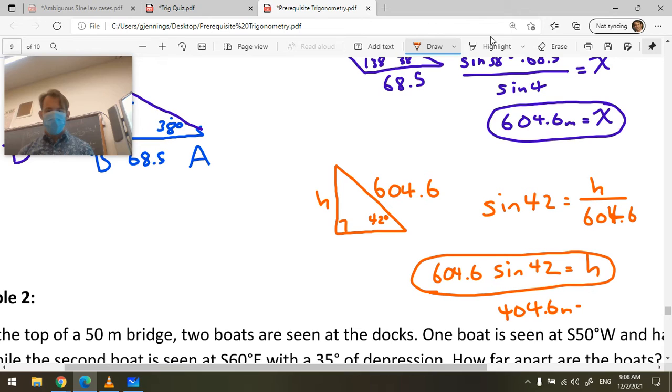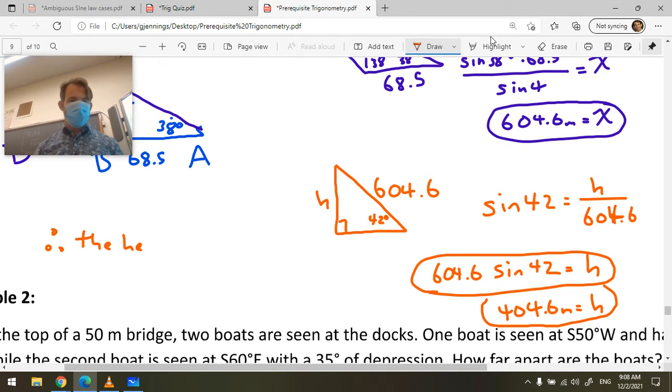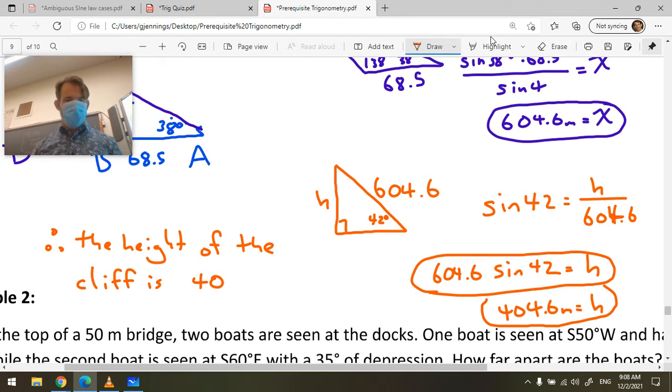404.6 meters equals the h. Am I done? I need a therefore statement. I need to interpret this for my audience. Therefore, the height of the cliff is 404.6 meters. Great. And there we go.